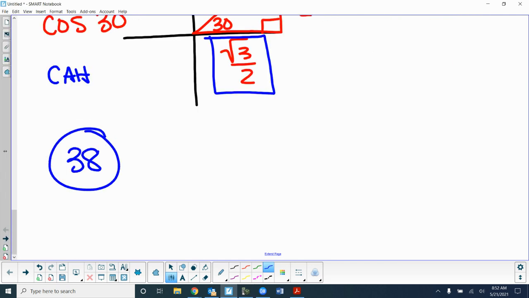Number 38. It says use reference angle to find the value of cosine of 150. That's basically what we just did on the last problem. That's how I taught you. So where's 150 at? What quadrant?